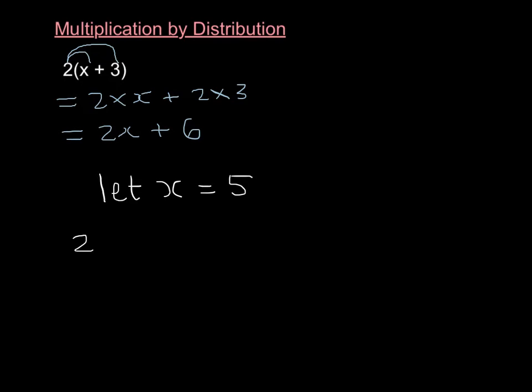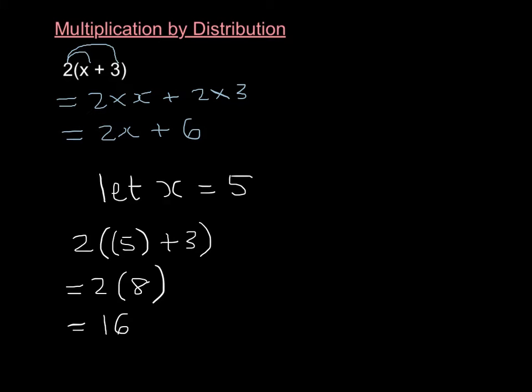We'd have 2 multiplied by, and remember that when you're substituting to put the number in brackets, plus 3, all in brackets together. Now, we can use BODMAS in this case because we have numbers to work with inside the bracket. So that will be 2 multiplied by 5 plus 3, which we know is 8. And if we solve that out, we get 16.